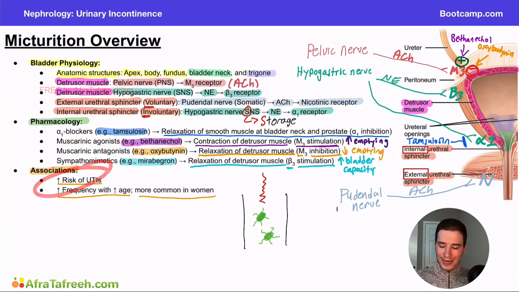Key associations to take away from here: people that have problems with the system are going to have an increased risk of UTIs because of this mechanism right here. Bacteria has an easier time getting up through the urethra. This is what leads to UTIs. Additionally, it's also associated with increased frequency in age as well as in women.